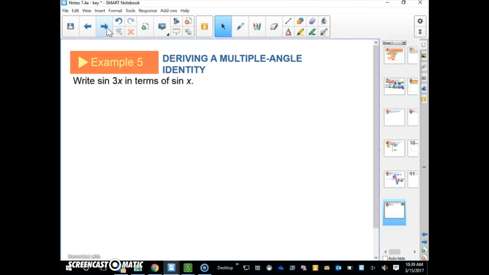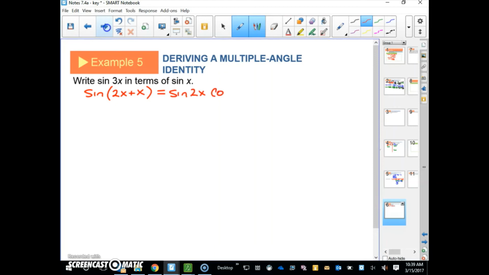I believe you had a problem like this on your homework, but not very many of you asked me a question on it. What I want to do is take this 3x, and instead of 3x, I want to think of it as 2x plus x. So obviously that's true. 2x plus x is 3x. But what I've done is I've changed this into a sine sum. And so sine sum from 7.3, we could use the sine sum identity, and that's the one that says sine of the first one, cosine of the second one, plus cosine of the first one, sine of the second one. So I've used a sine sum to basically get rid of that 3.